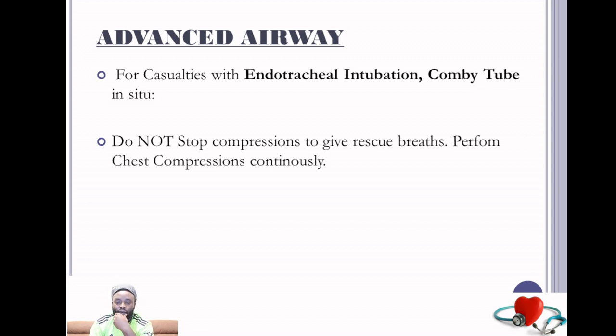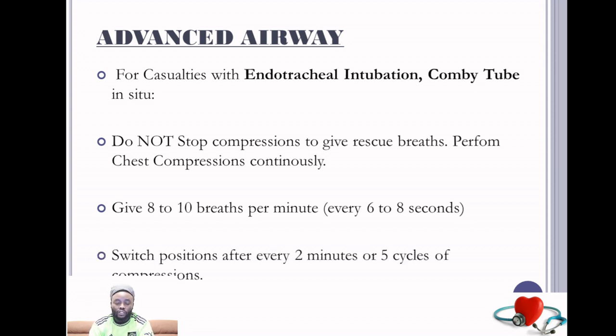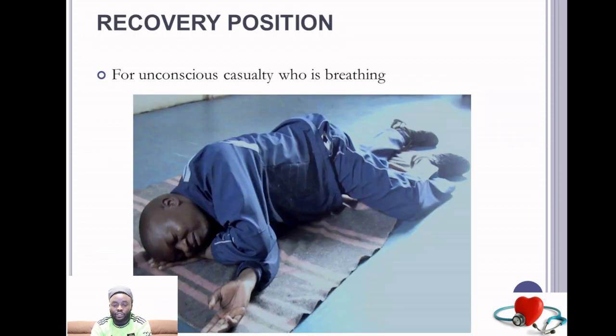For an advanced airway, for casualties with endotracheal intubation, where the tube is in situ, do not stop compressions to give rescue breaths. Perform chest compressions continuously. Give 8 to 10 breaths per minute, one every 6 to 8 seconds. Switch positions after every 2 minutes or 5 cycles of compressions, as we talked about earlier. After that, you put your patient in the recovery position for unconscious casualties who are breathing.